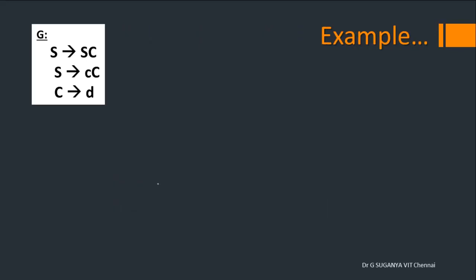Let's look at one simple example. Here you see a given grammar. Does left recursion exist or not? Yes, because there is a production S gives SC. This is the non-terminal for this production, and on the right-hand side the first symbol again starts with the same non-terminal. So there exists a left recursion, because when you start expanding it, it will keep on expanding S as the non-terminal, which will become recursive.